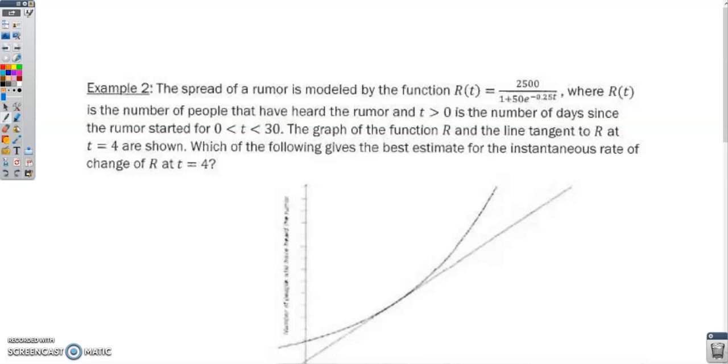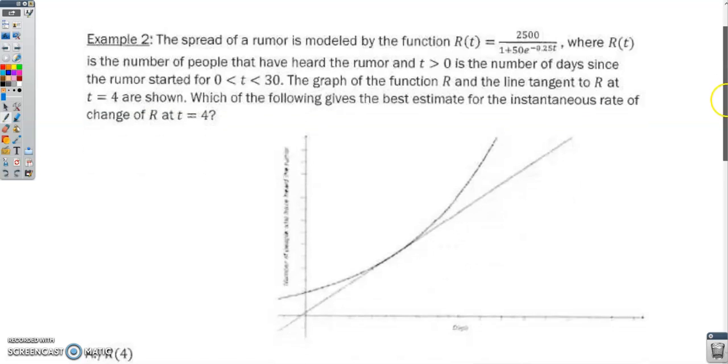It says the spread of a rumor is modeled by the function r of t equals 2,500 divided by the quantity 1 plus 50 e to the negative 0.25 t, where r of t is the number of people that have heard the rumor, and t is the number of days since the rumor started, for t from 0 to 30. The graph of the function r and the line tangent to r at t equals 4 are shown. Which of the following gives the best estimate for the instantaneous rate of change of r at t equals 4?